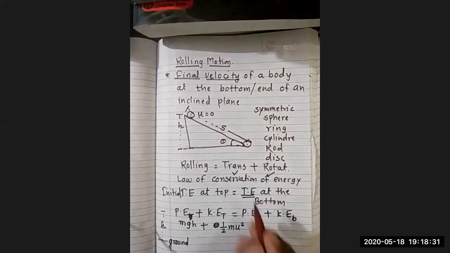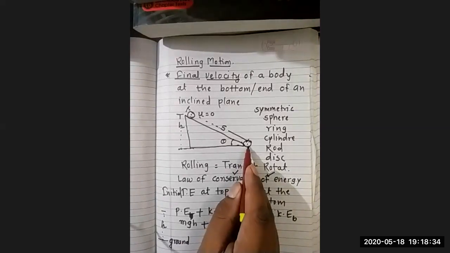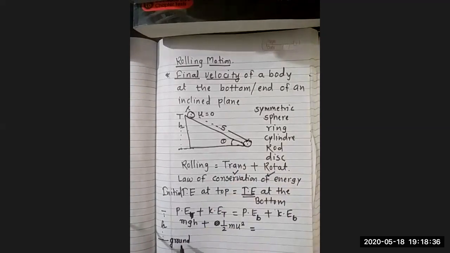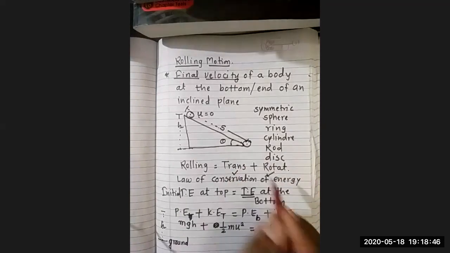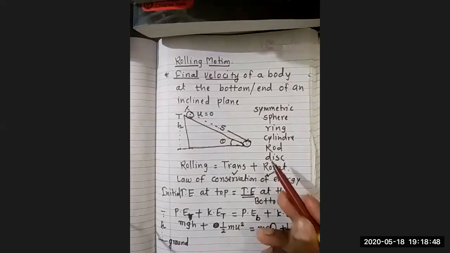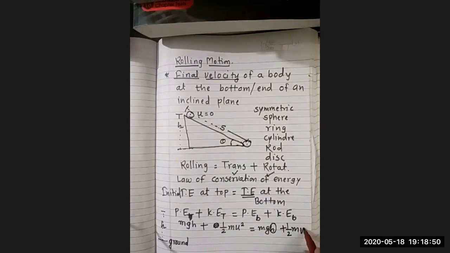But the potential energy at the bottom will be equal to 0. Why will it be 0? Because h will be 0 over there, right? So that's the reason mgh, I'm going to take h as 0 in the case of the bottom, plus kinetic energy, which is 1/2 mv². If the mass of the object is m and the velocity at the bottom is v, then kinetic energy will be equal to 1/2 mv². This is the situation we have here.